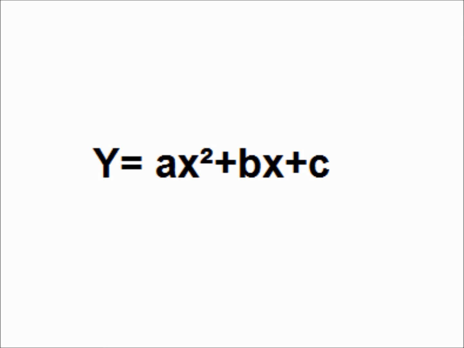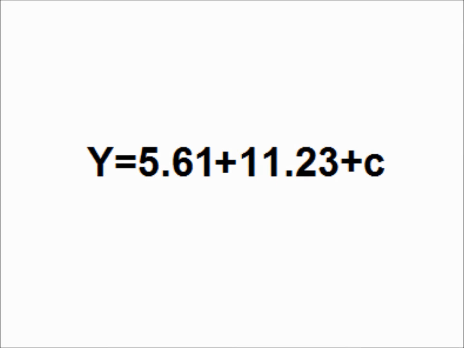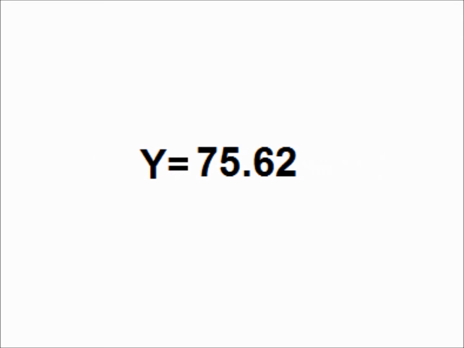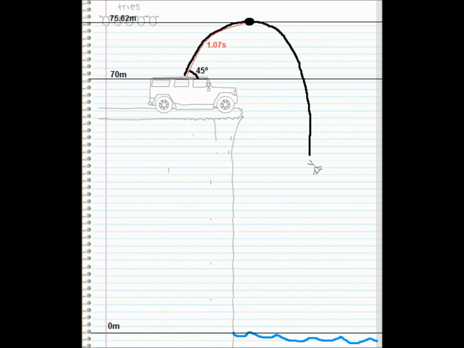Now, we need to discover how high she is going. As we know the x-coordinate of the vertex, we can now use the y equals ax squared plus bx plus c formula. We simply plug in the values, and then 1.07, the x-coordinate of the vertex, for x. Ax squared is equal to 5.61. Bx is equal to 11.23. And c is 70. After we add those values, we will arrive at 75.62. This is the highest Mighty Girl will go.